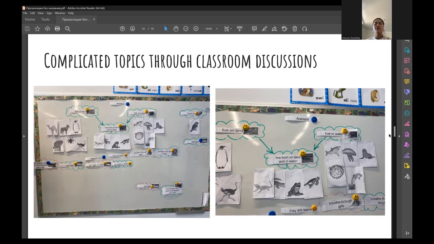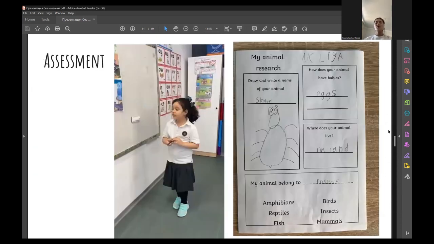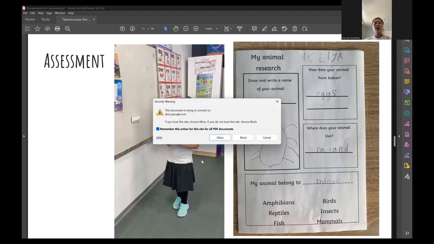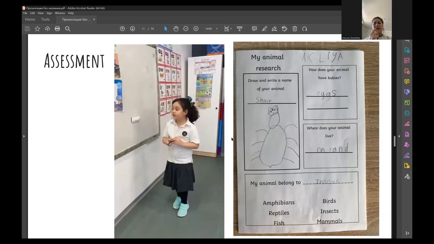I want to share one idea: classroom discussions are the best for discussing difficult, confusing, tricky topics. And usually all students want to speak, they want to answer, but I have a cube in my hand. If a student has the cube, only that student will speak. So this is the tool I use for the discussions. And the next is assessment.